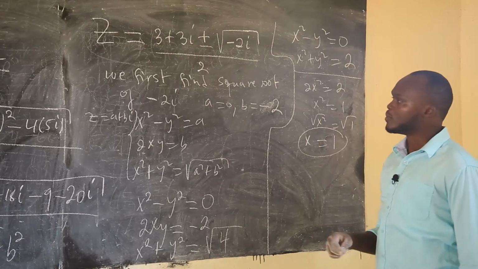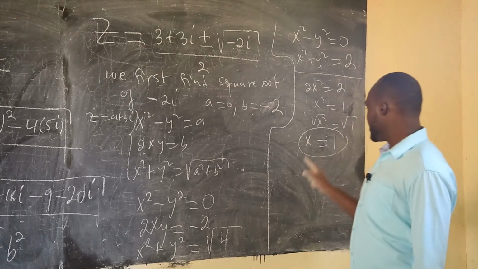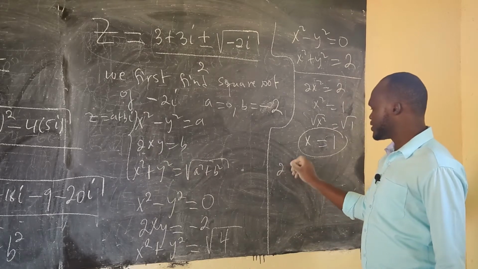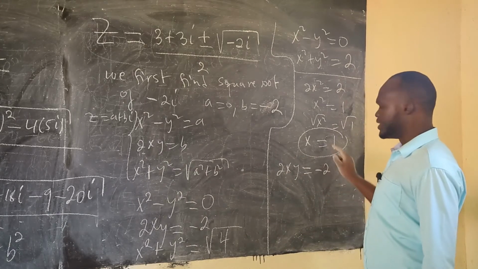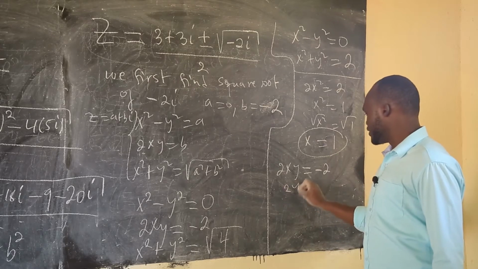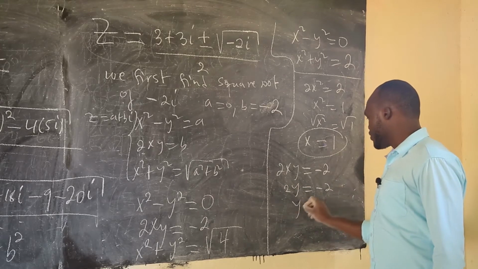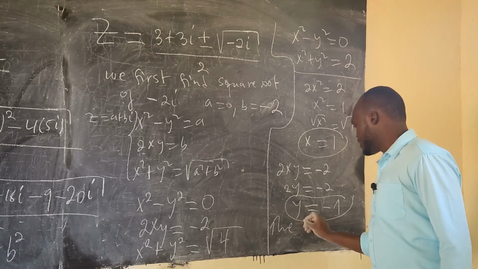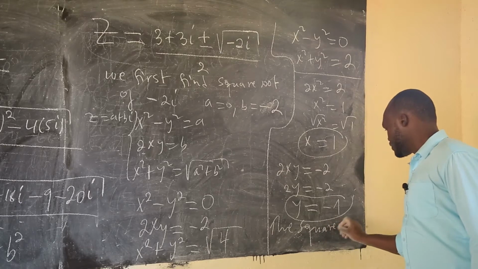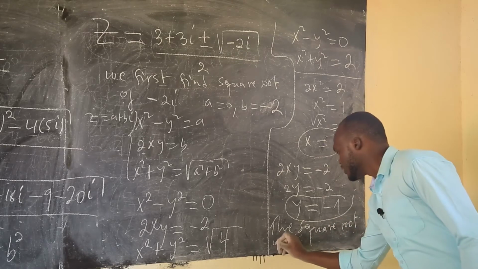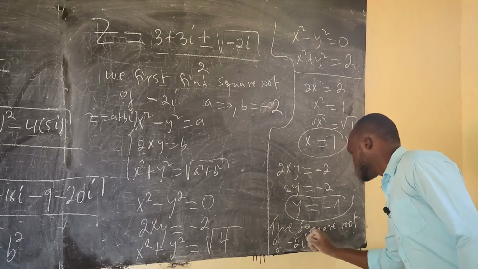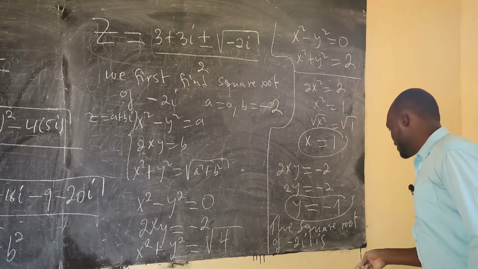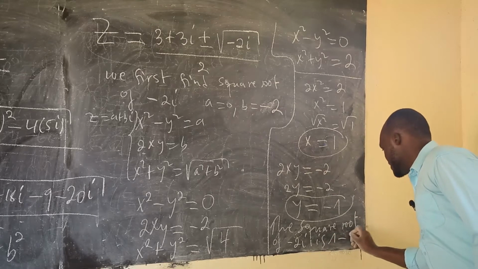So here we don't use plus or minus because it is already there. So if x equal to 1, we come here to get the value of y. 2xy equal to negative 2. But x equal to 1. So 2y equal to negative 2. So y will be equal to negative 1. So it means that the square root of negative 2i is, the value of x is 1, the value of y is negative 1. That is 1 minus i.